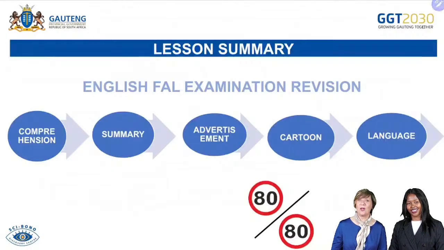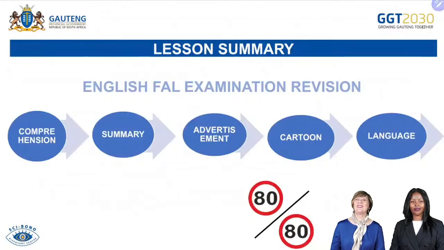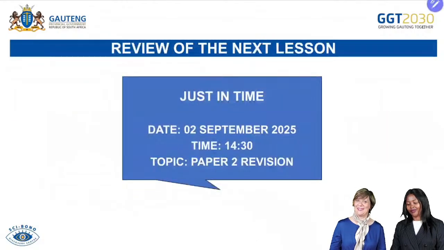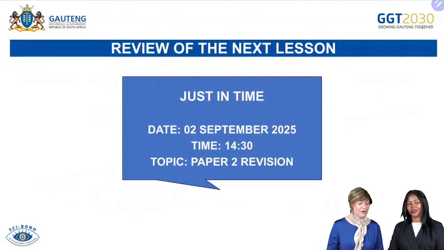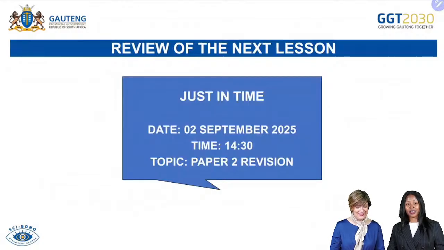So we focused on so many things: comprehension, summary, advertisement, cartoon, and language. And we're sure that you're going to get your 80 out of 80. And we just want to remind you of the next lesson that's coming up that you can't miss out on, which is going to be on the 2nd of September 2025, which is going to be revision for paper 2.